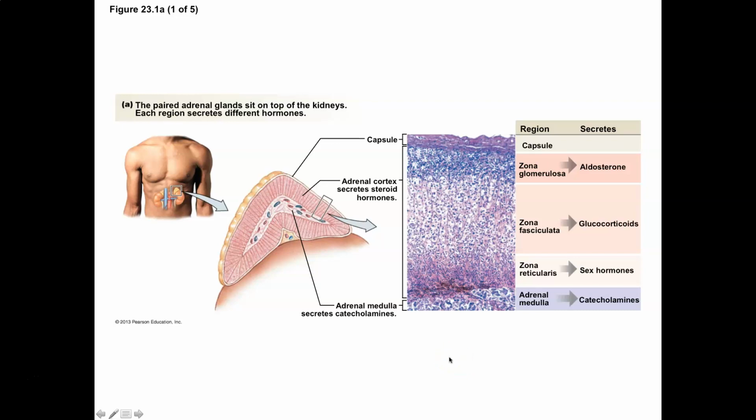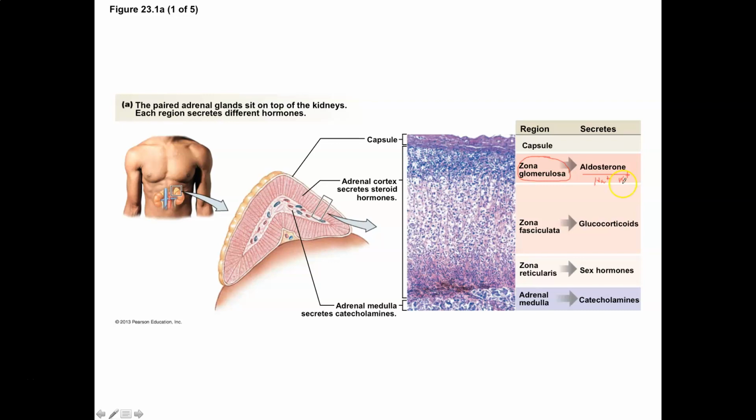And so to start out with, let's take a look at the zona glomerulosa. So the zona glomerulosa is that more superficial layer of the cortex, and it secretes what we call the mineralocorticoids. And the primary example of the mineralocorticoid is aldosterone. And this aldosterone steroid is responsible for regulating sodium and potassium balance. So what we find is that the aldosterone will stimulate the kidneys to reabsorb or hold on to sodium and allow us to get rid of potassium.